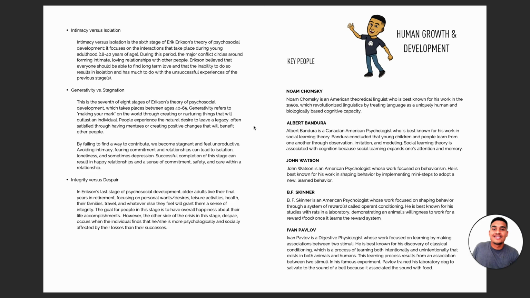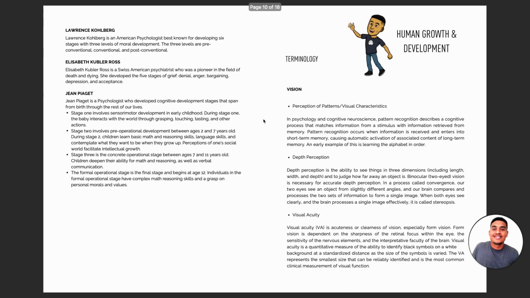You are going to more than likely, again, I say this with some pretty high certainty, see these people on your exam. Just to name a few: Noam Chomsky, Albert Bandura, John Watson, B.F. Skinner, Ivan Pavlov, Lawrence Kohlberg, Elizabeth Kubler-Ross, Jean Piaget. These are all people who have made significant contributions in the world of psychology, cognition, developmental psychology, human growth and development overall. So please take note of those.